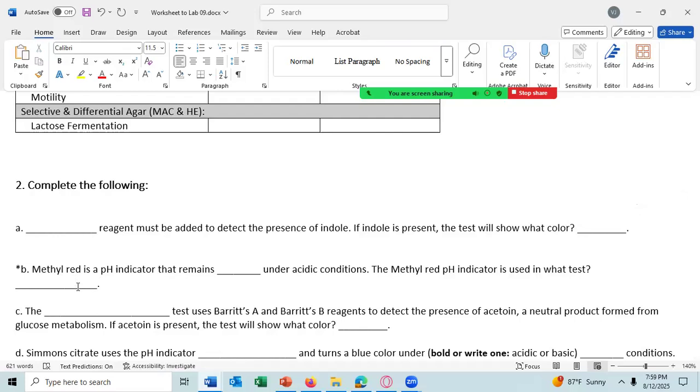All right. For C1, the what test uses Barritt's A and Barritt's B reagents to detect the presence of acetoin, a neutral product formed from glucose metabolism. If acetoin is present, the test will be what color?